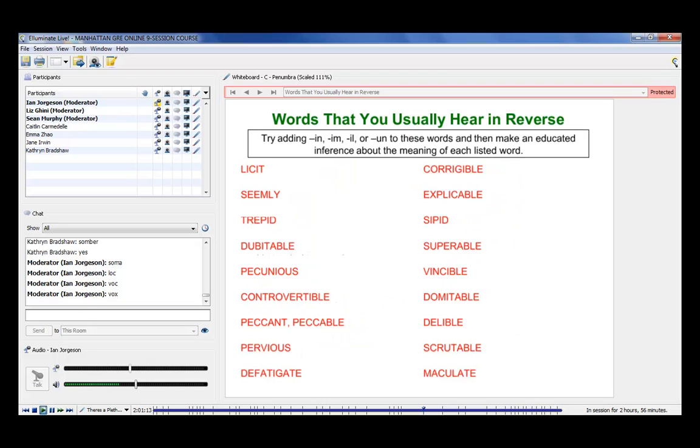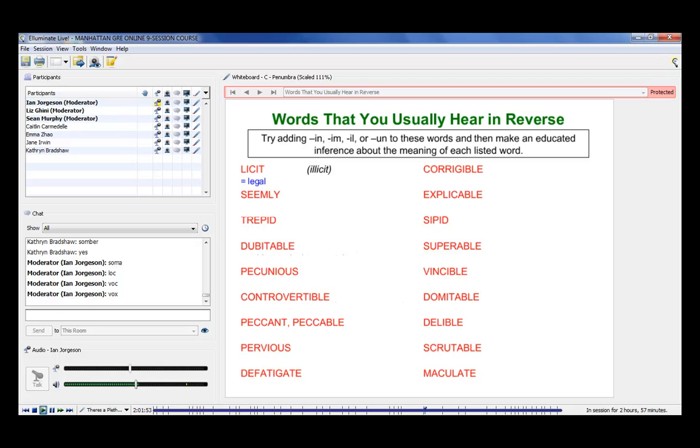This one's going to be a little bit more straightforward, I think. These are words that you usually hear in reverse, words that you're probably pretty comfortable with already in their reverse form, in their negative form. So for instance, I'll give you guys the first one again. Here I have the word licit. Well, the word that I'm used to saying is the word illicit. Illicit means illegal, so I can guess that licit means legal. Okay, pretty straightforward, right? How many of you guys have ever actually seen the word licit used?